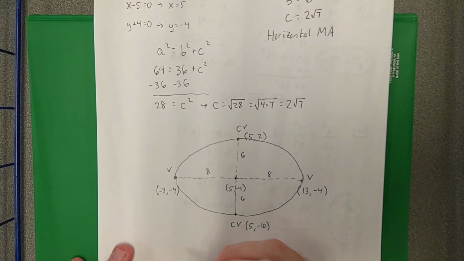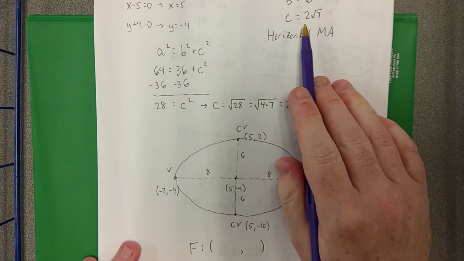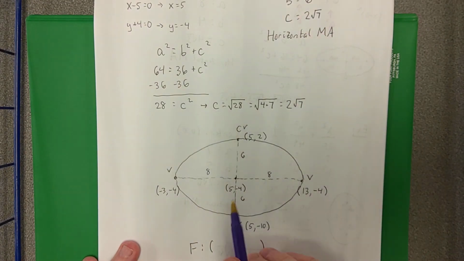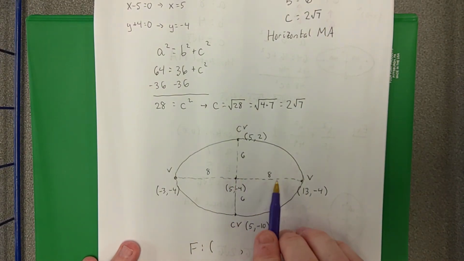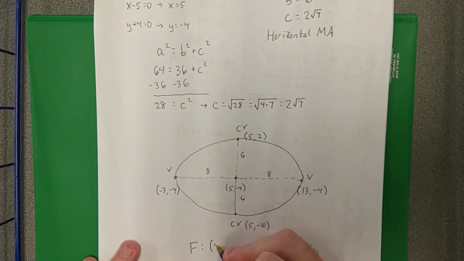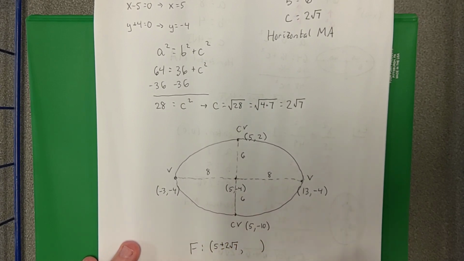Now, as far as the foci are concerned, this one's a little bit more complicated because we don't have a nice round number for our c value. Our c value is 2 square roots of 7, and starting from the center, we would have to move right or left that many units to arrive at the two foci. There isn't a great way to say that, so we'll just say 5 plus or minus 2 square roots of 7 for the x-coordinate. The y-coordinate will be the same as everything else on the major axis, and that'll be -4.